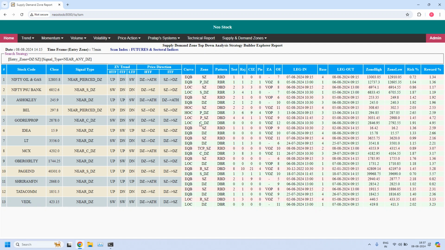Yeah, here we have Godrej Properties. Already we got a trade in today's trading session. Is it Godrej Properties we got today?